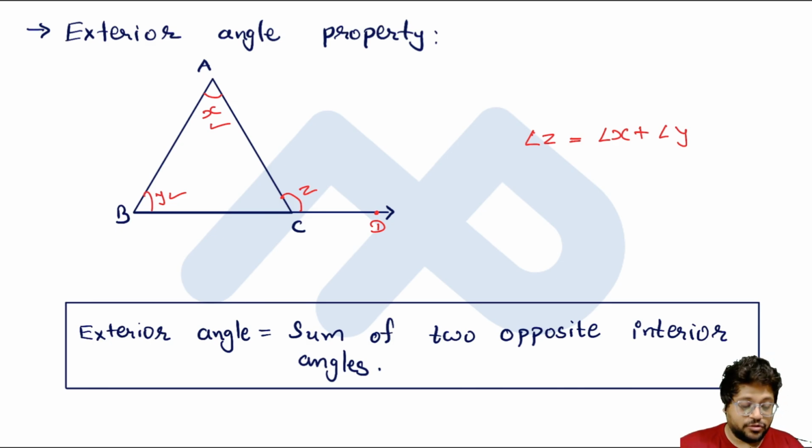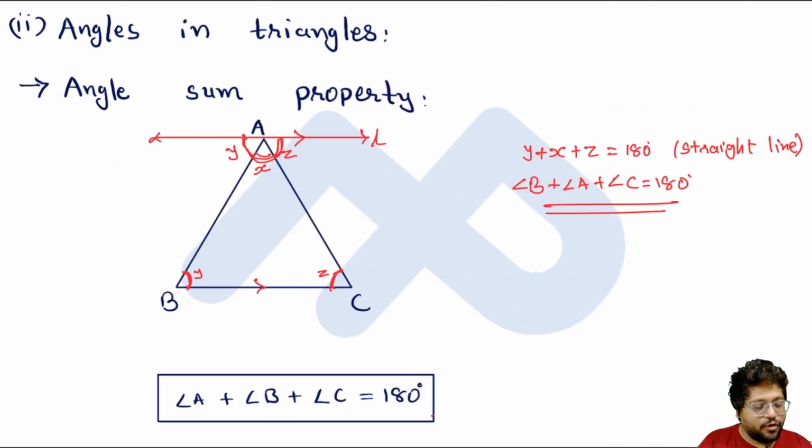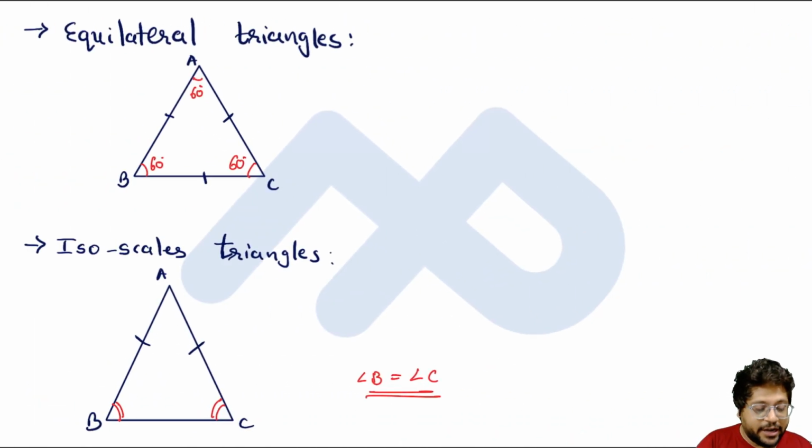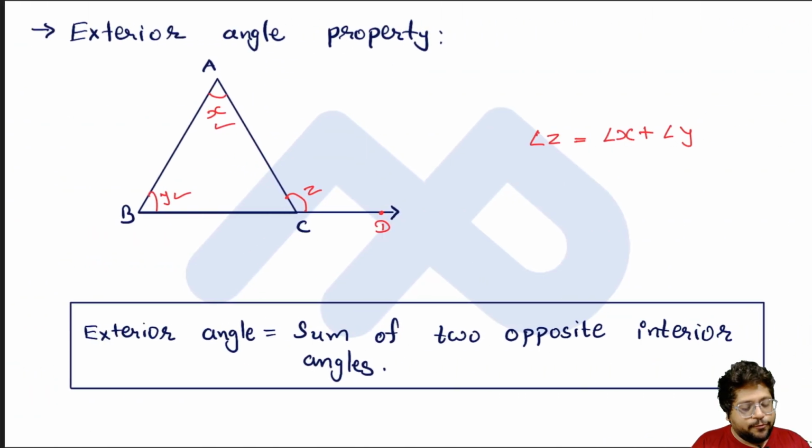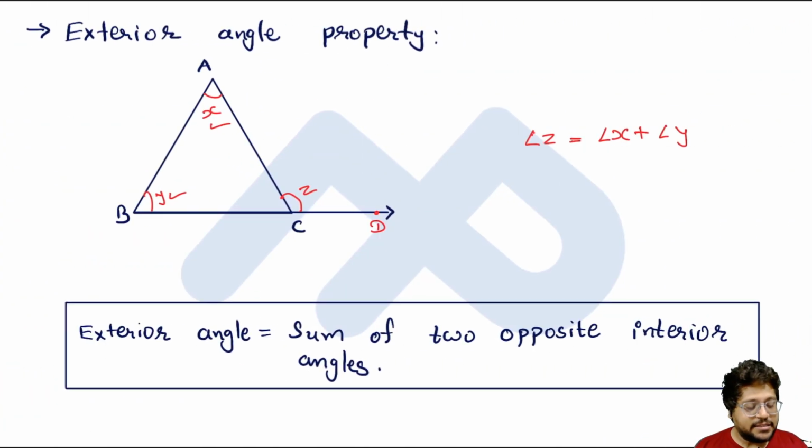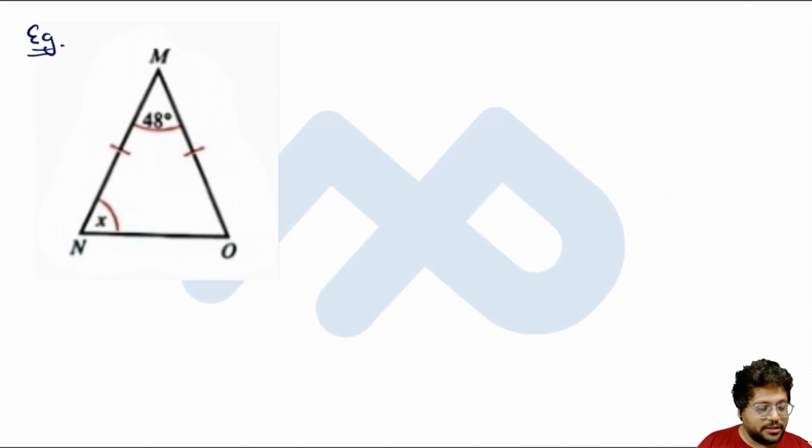So we saw the four properties. First property was the angle sum property, that says that the sum of all interior angles in any triangle is 180. Second property is the equilateral triangle. In an equilateral triangle, each interior angle is equal to 60 degrees. Third is the isosceles triangle. In an isosceles triangle, angles opposite to the equal sides are equal to each other. And the fourth one, the exterior angle property, says that any exterior angle of the triangle is equal to the sum of two opposite interior angles. Clear? Let's see some questions, simple examples based on these properties.